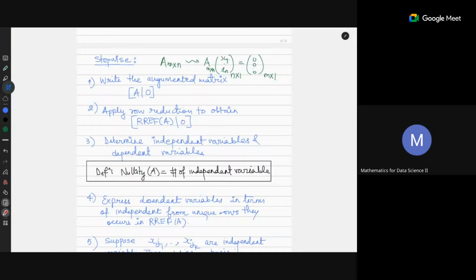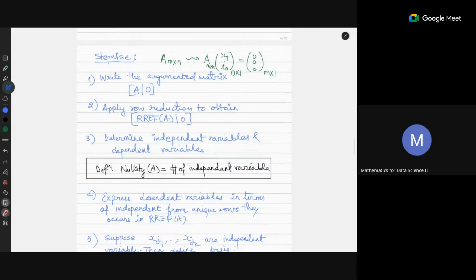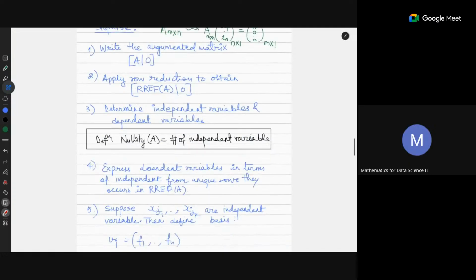But you may ask, in order to find out the dimension, you need to know the basis of the subspace. But do we know the basis of the subspace? As of now, I have not discussed the basis, but you can figure out the basis also. But nullity can be defined without going into basis. So what is nullity? Nullity is nothing but the number of independent variables.